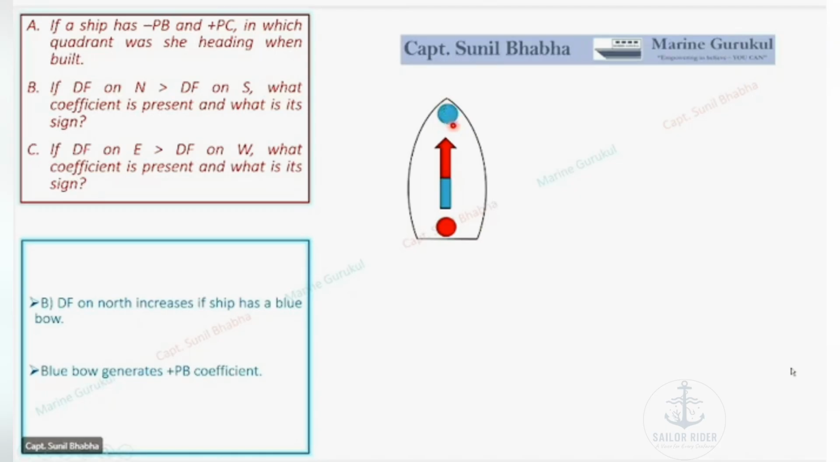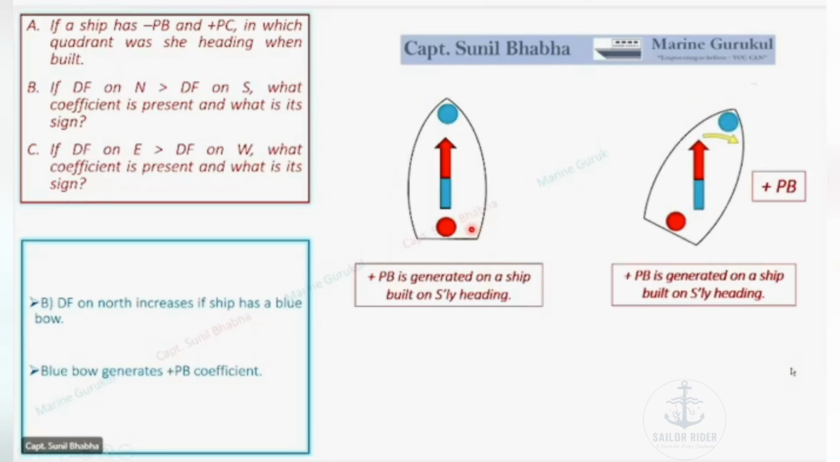At the same time, the south pole of the Earth has a red polarity. So if we have a red pole south of the compass needle, it is going to increase the directive force. So an increase in directive force on northerly heading would happen if the ship has a blue bow and a red stern. Now if a ship has a blue bow and a red stern, which coefficient does it have? Let us try to take this ship on a northeasterly heading.